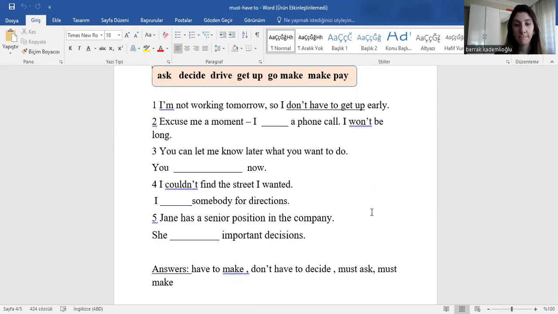You don't have to decide now. True. Four: I couldn't find the street I wanted. I must ask somebody for directions. Jane has a senior position in the company. She must make an important decision.